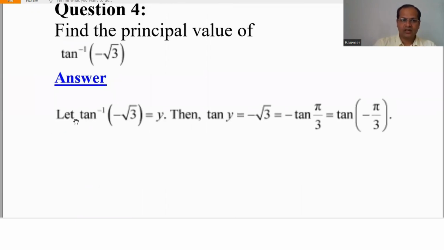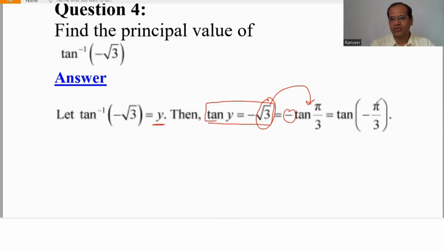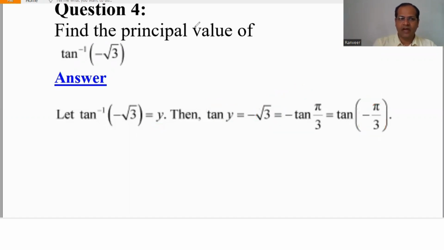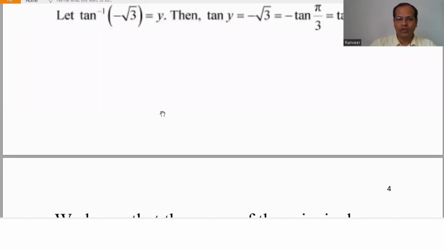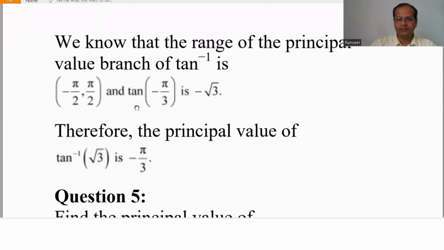Tan inverse minus root 3 equal to y. So tan y equals minus root 3, so minus tan pi by 3. This value we first have to write in angle format. So tan minus theta equals minus tan theta, we have to use that. The range of tan inverse lies between minus pi by 2 to pi by 2, both open. So the principal value is minus pi by 3. In this way we can find it.